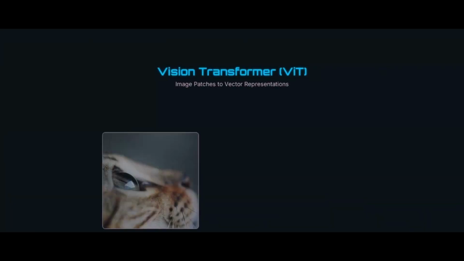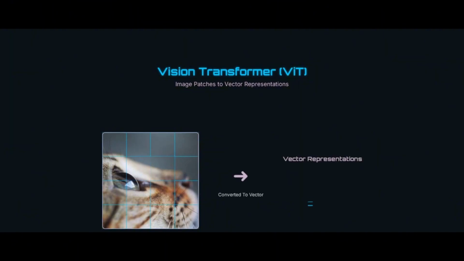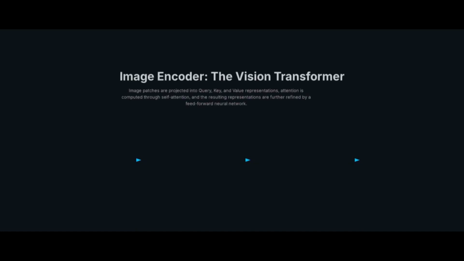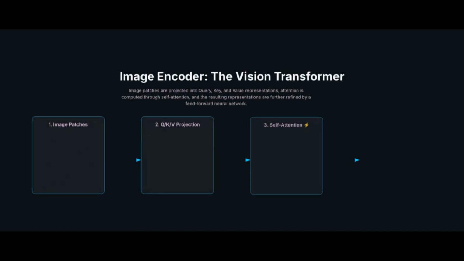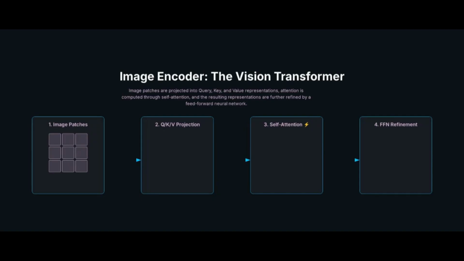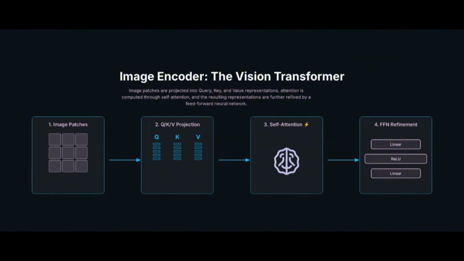A vision transformer works in essentially the same way as the text encoder, except that instead of words, it processes image patches, and each patch is converted into a vector representation. The same process then takes place for the image encoder. Image patches are projected into query, key, and value representations. Attention is computed through self-attention, and the resulting representations are further refined by a feed-forward neural network.